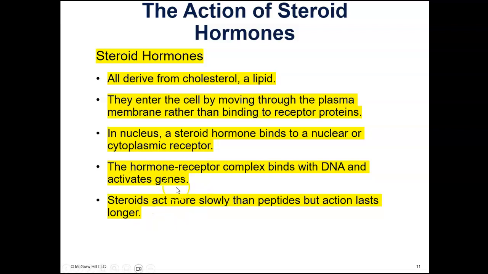So this is slide number 11. We'll stop here, and I'll start the next recording with slide 12.